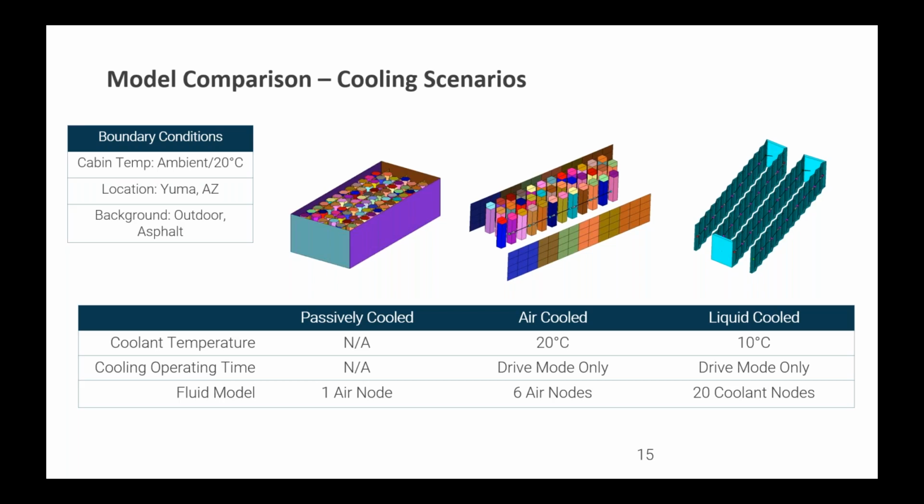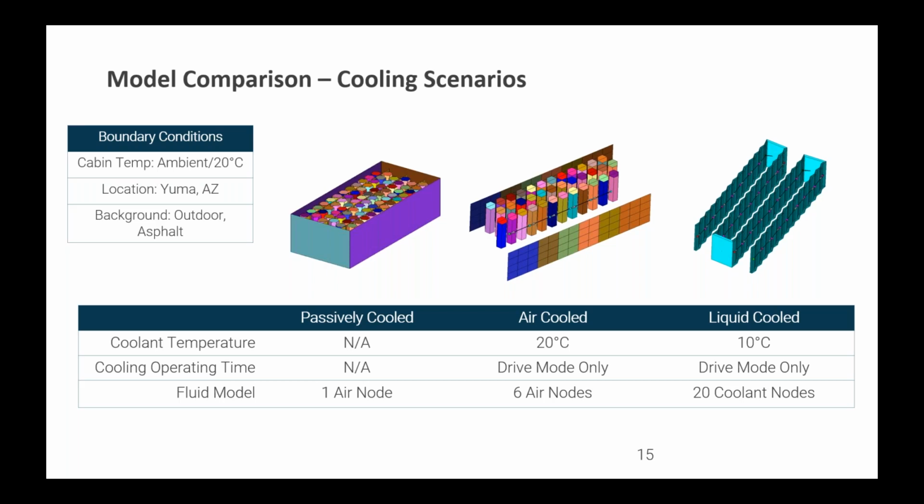For the air-cooled case, we have coolant coming from the cabin. So while the vehicle's running, we're maintaining that at 20 degrees Celsius using the HVAC system. While the vehicle's not running, it's actually turned off. So coolant operating time is drive mode only.